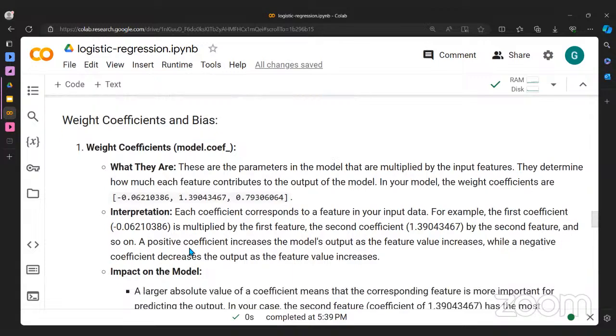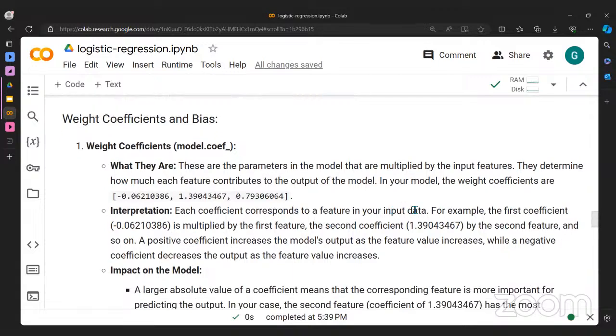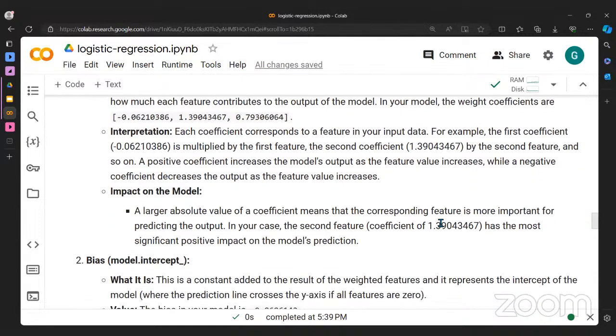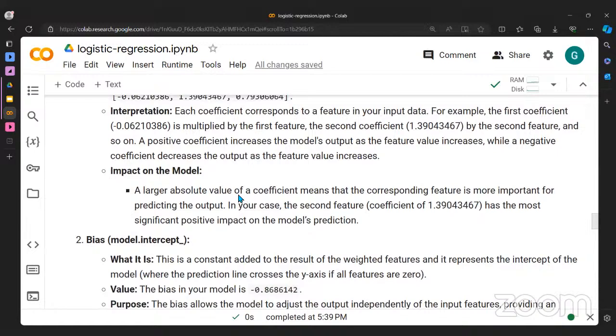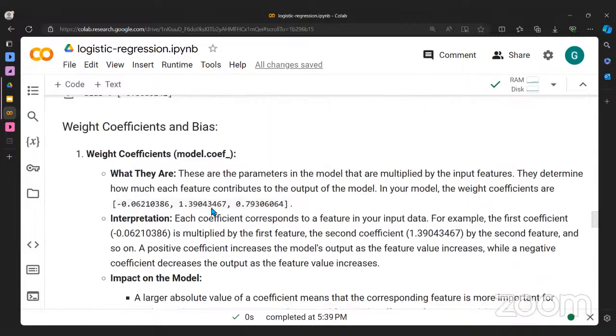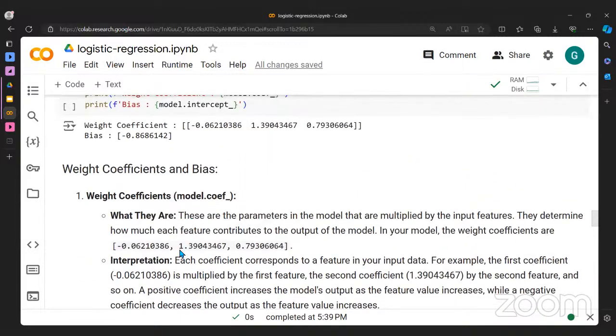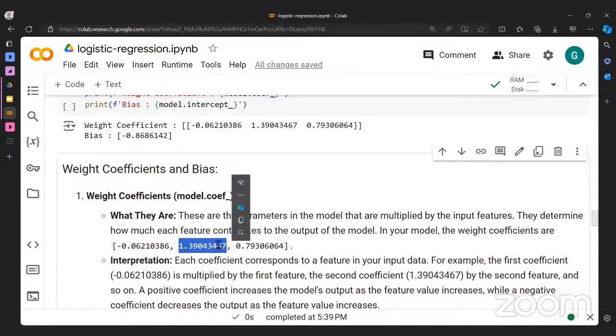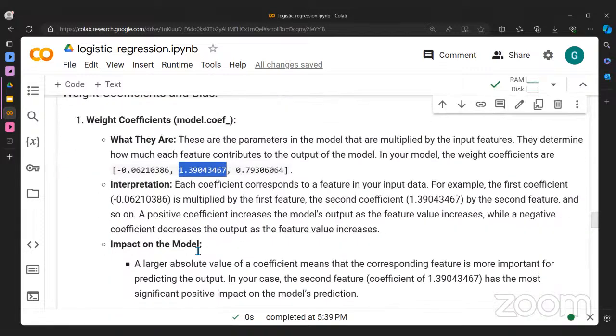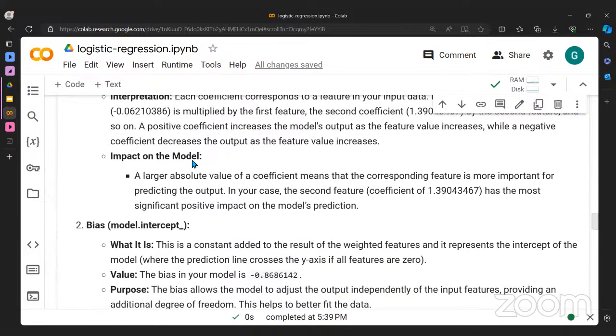yeah. So each coefficient corresponds to a feature in your input data. That's the remaining three columns. So this is multiplied by the first feature, this by the second feature. And how does it impact the model? The larger the absolute value of the coefficient, the more important the corresponding feature is for predicting the output. So if we look at this one, this should be for the age, which we saw earlier through the correlation that it was high when we checked it with the target variable. So that's why the coefficient is also high.